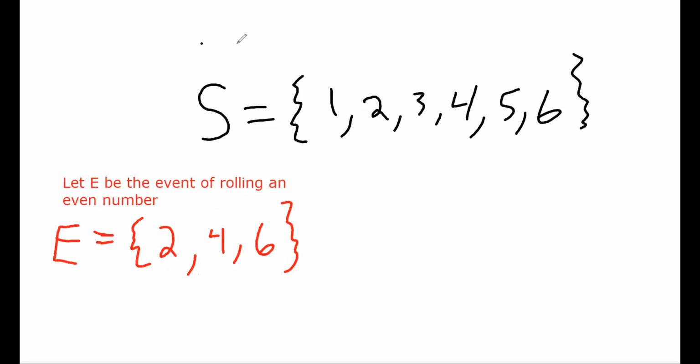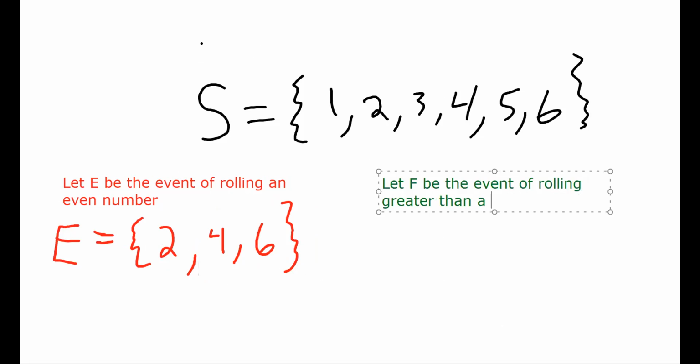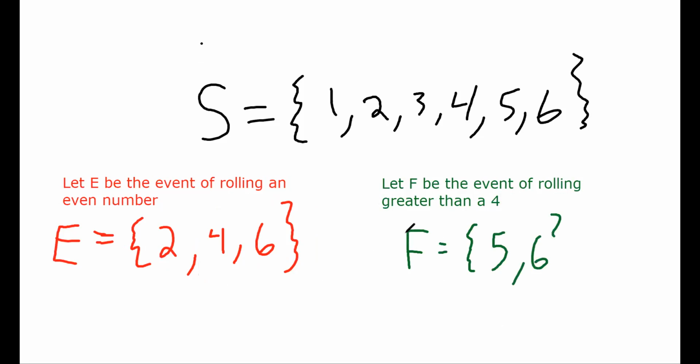Another possible outcome, maybe we'll call it F. You can really call it any capital letter you want. Let F be the event of rolling greater than a 4. Greater than a 4, so we can't include 4 itself. It's got to be greater than it. So that's just going to be 5 and 6 and nothing else. This is still a subset of the sample space. Every event will automatically be a subset of the sample space.